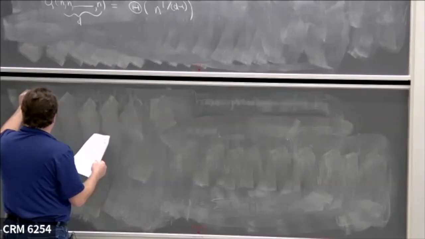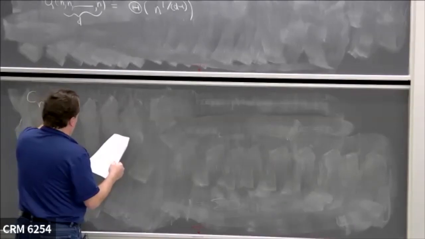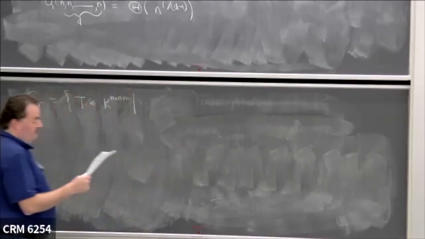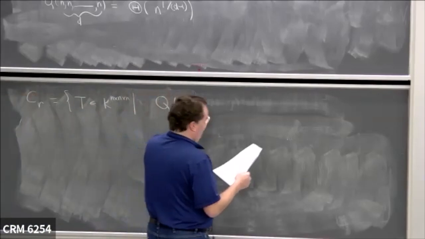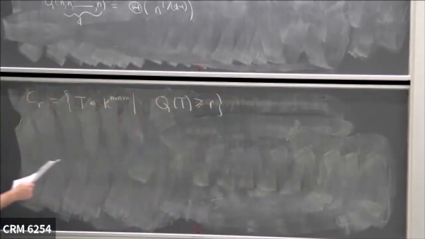Let me make some definitions here. Let R be the set of all tensors, and I'm just going to look at n by n by n tensors from now on, such that the subrank is at least R. And we try to understand this set.